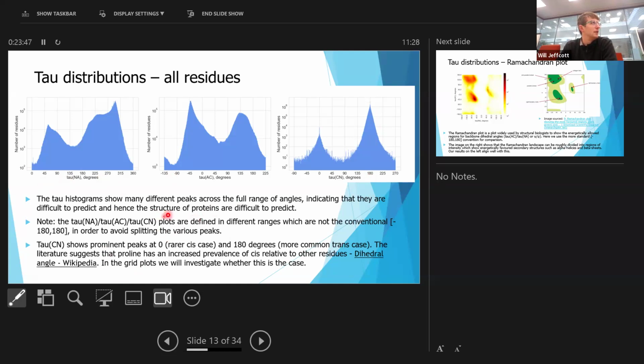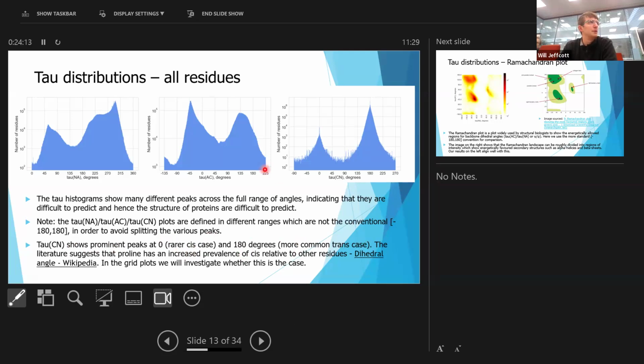Yeah, so basically they go across much wider ranges than the angle and length invariants, indicating that they're much more difficult to predict, and hence the structure of proteins is much more difficult to predict. Tau CN shows prominent peaks at 0, which is the cis case, and 180, the trans case.